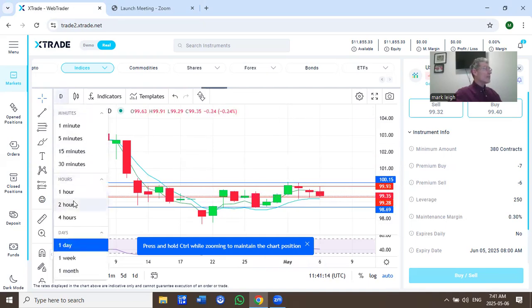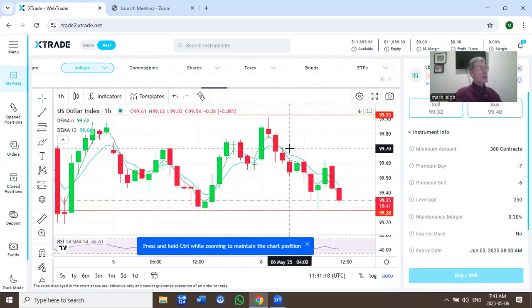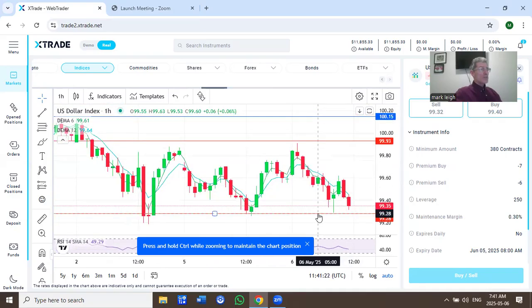If I zoom in from the daily to the hourly, there you can see the move lower during the Asian European session. Support been tested. This will be the third time at 99.28. US dollar buyers will look for probably a bounce off this area when the US session gets underway. Sellers look for a test and break below this current support level.